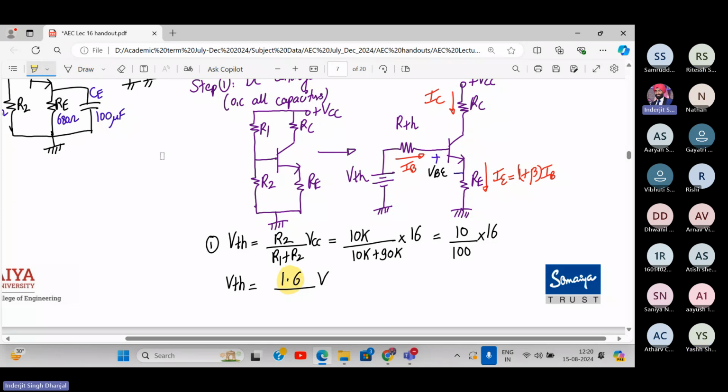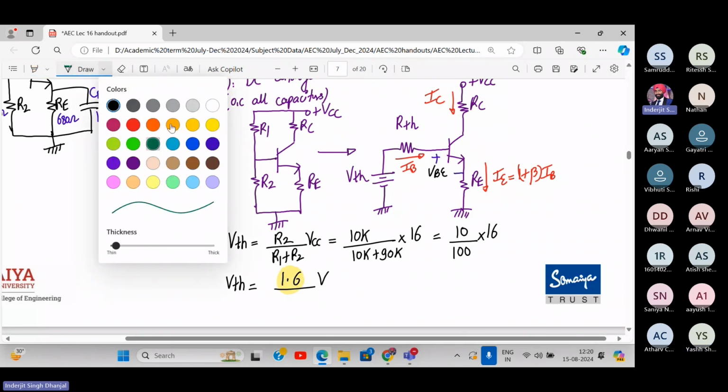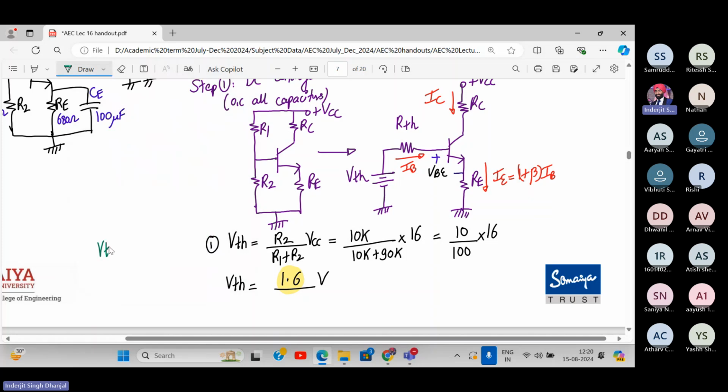Yes, sir. Okay, always remember, it's a caution. VTH is always less than VCC. Remember, if you're getting some weird value of VTH, then it's wrong. If VTH is coming greater than VCC, then it's wrong. VCC was 16 volt. This is around 1.6 volt. VTH is always a fraction of VCC.